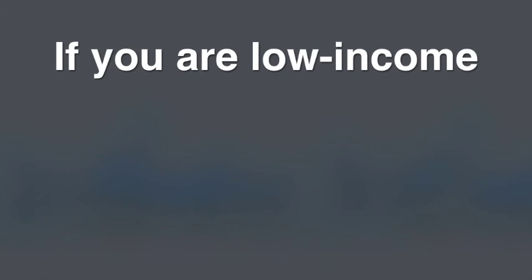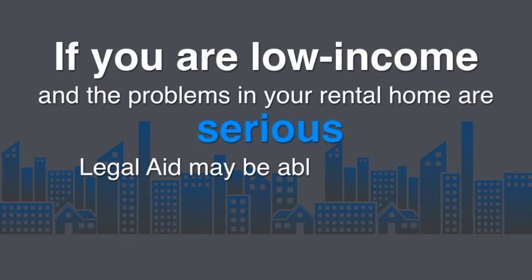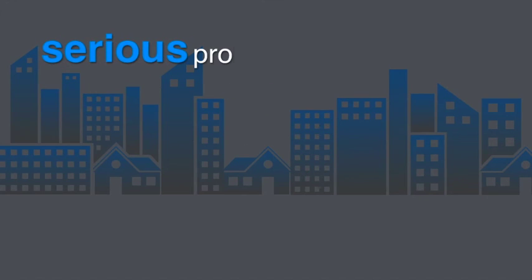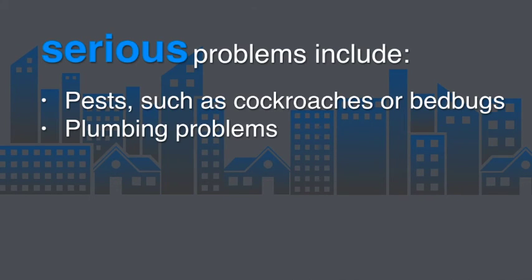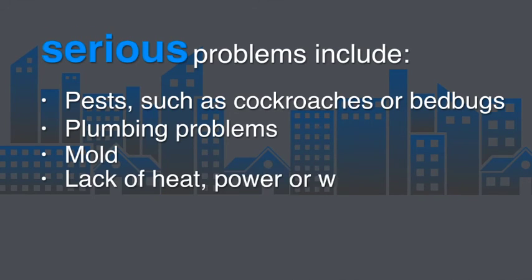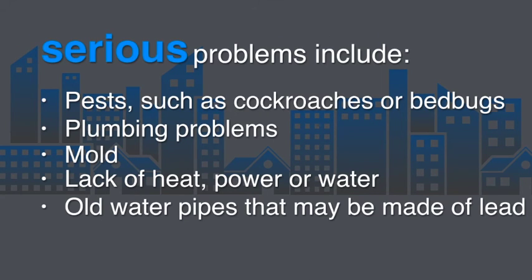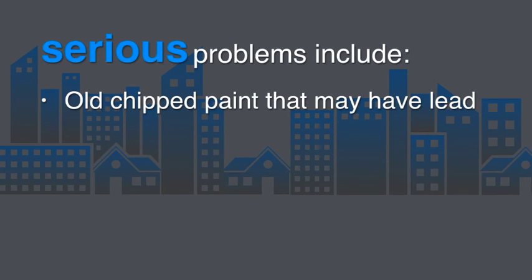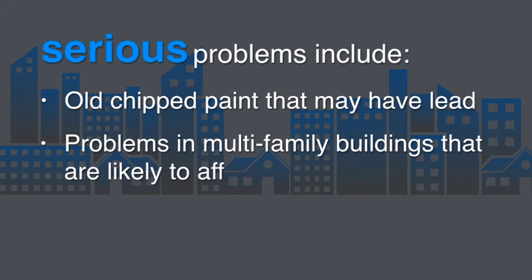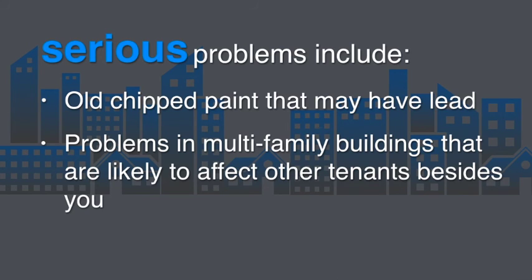If you are low income and the problems in your rental home are very serious, legal aid may be able to help you. Serious problems include pests such as cockroaches or bed bugs, plumbing problems, mold, lack of heat, power, or water, old water pipes that may be made of lead, old chipped paint that may contain lead, problems in multifamily buildings that are likely to affect other tenants besides you.